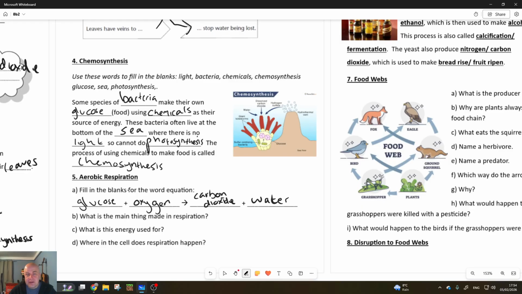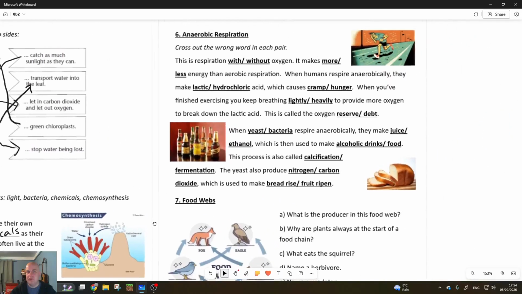What do we make with this? What's the point? We get energy. Okay, and this energy is used to keep warm, to move, and all those other lovely things. Now, where does this happen? It happens in the mitochondria. Heard about those in year 7 when you did cells. They are where respiration takes place. Brilliant.